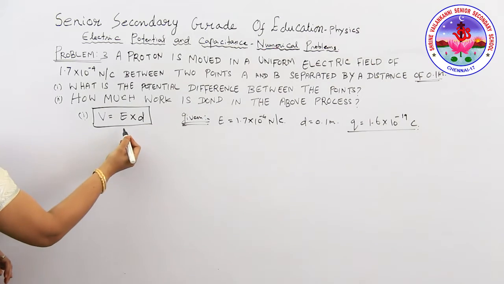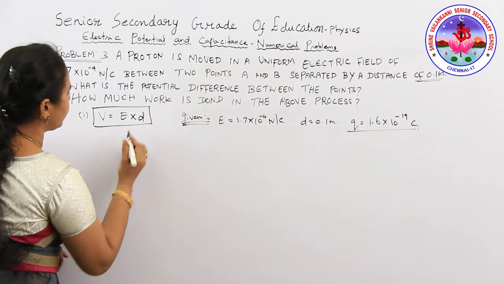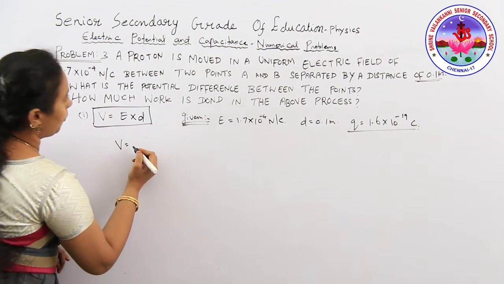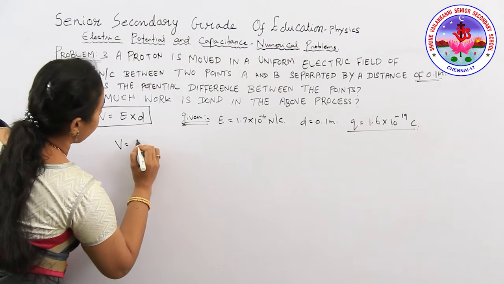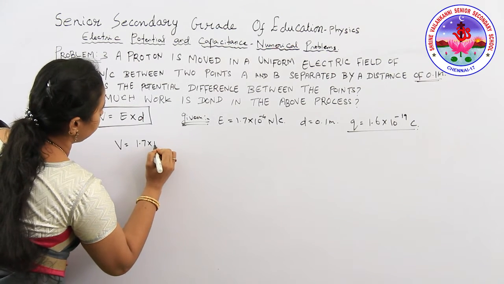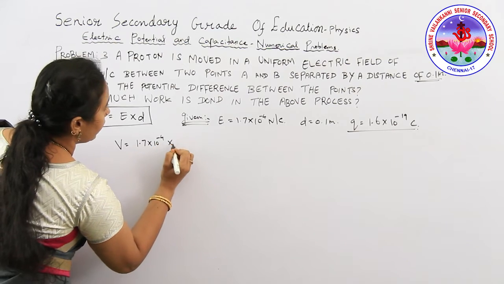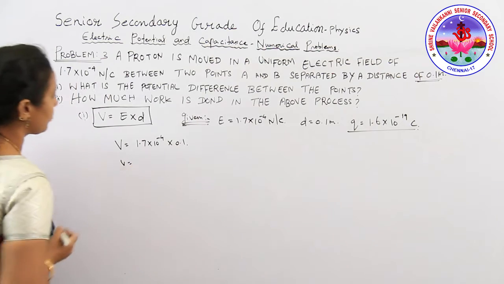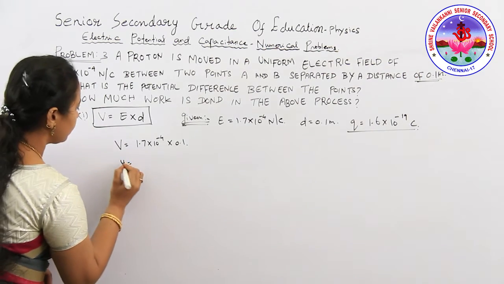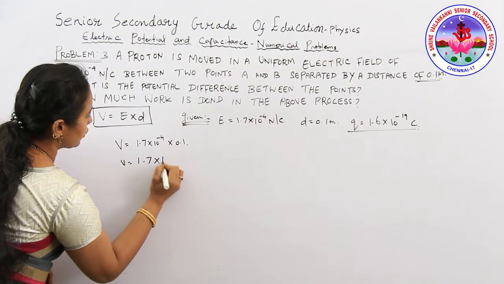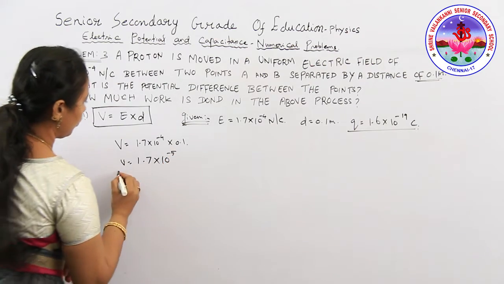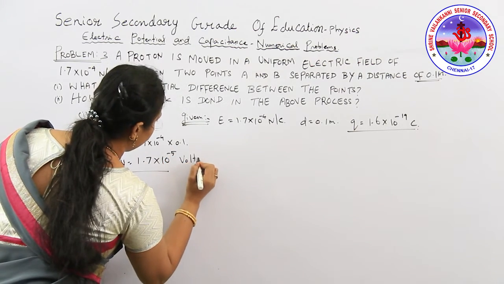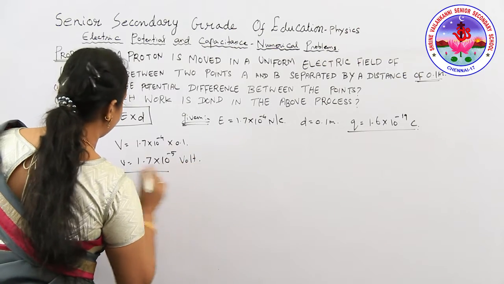So by applying the E and the D value, we will get the potential difference between the 2 points: 1.7 into 10 power minus 4 into 0.1. So you will get the V value, which is equal to 1.7 into 10 power minus 5 volt. The SI unit is volt, you have to write it.